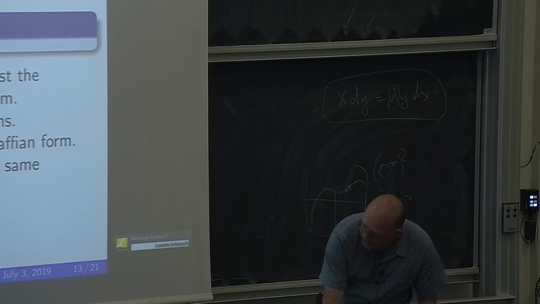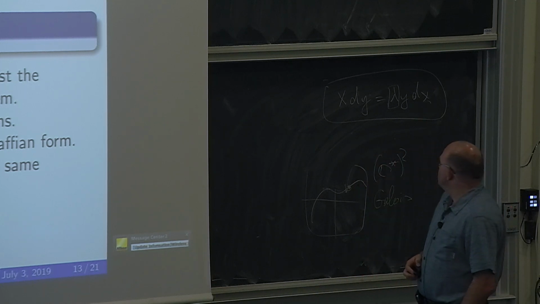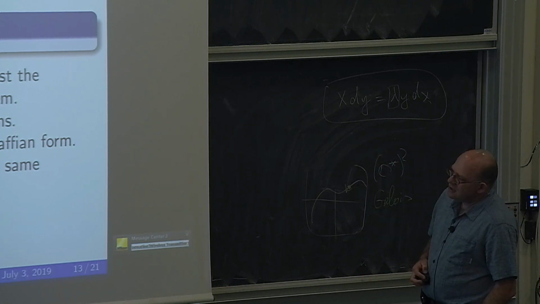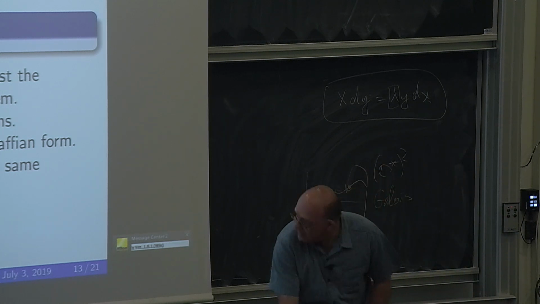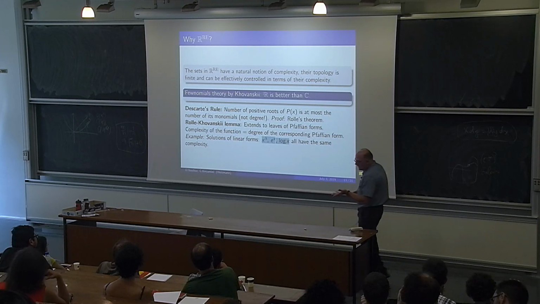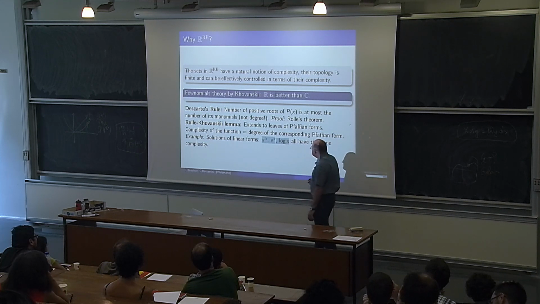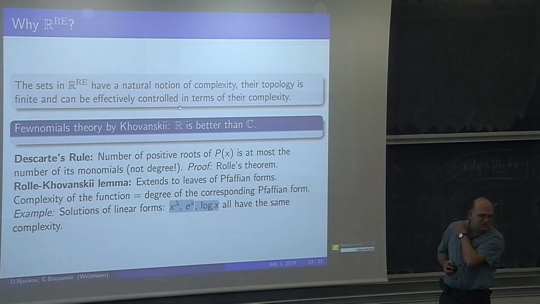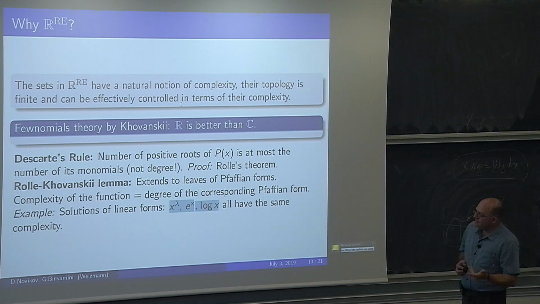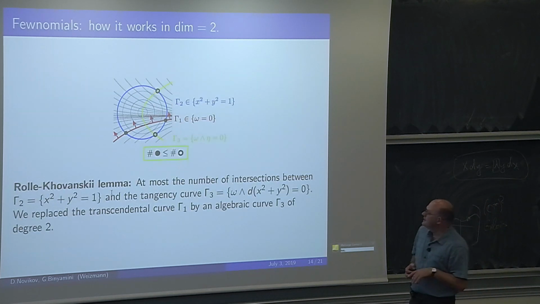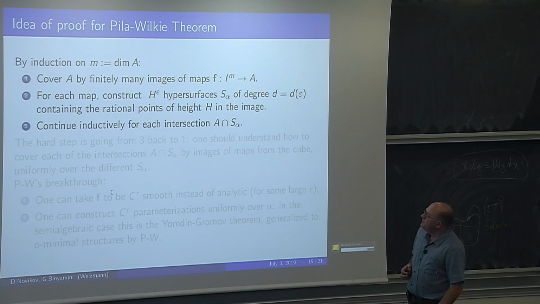So from this point of view, all these functions are the same, and you get a universal bound for the complexity of real sets defined by these functions. This is something which is absent over the complex numbers, because, for example, if you consider e to the x minus 1, it has infinitely many zeros in the complex domain. So phenomenals are better.